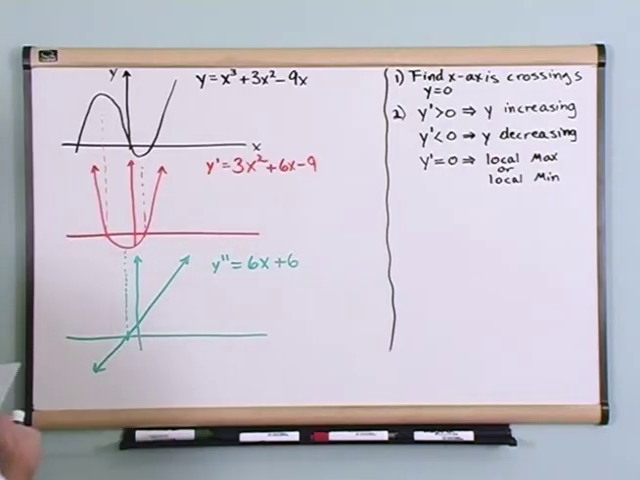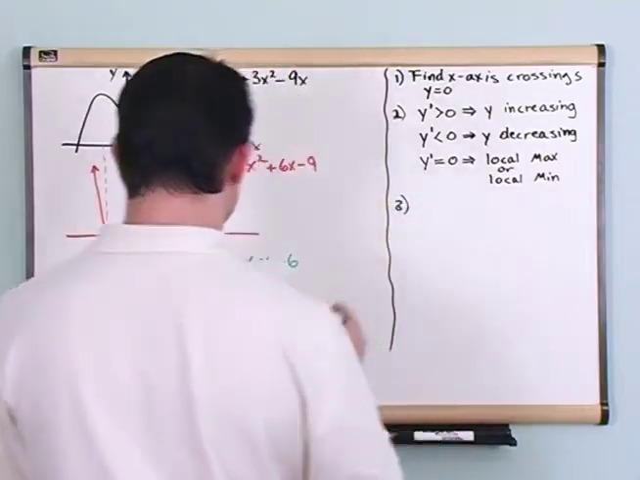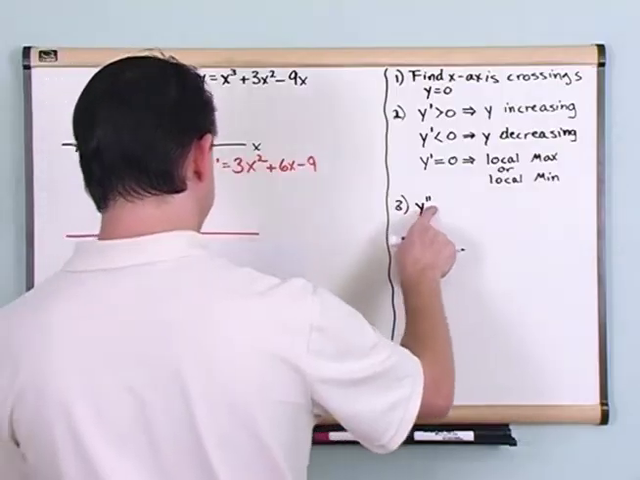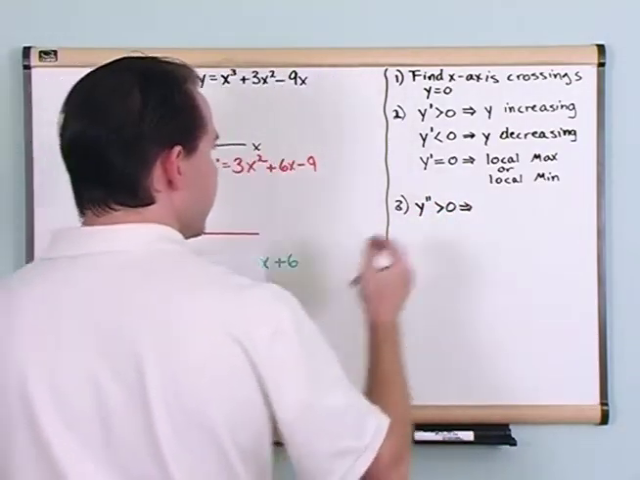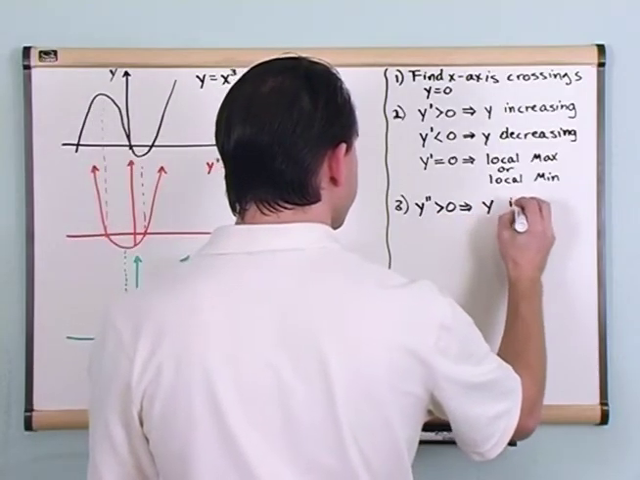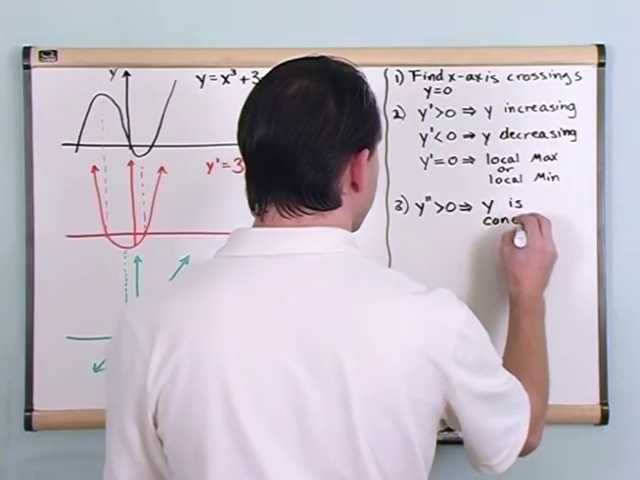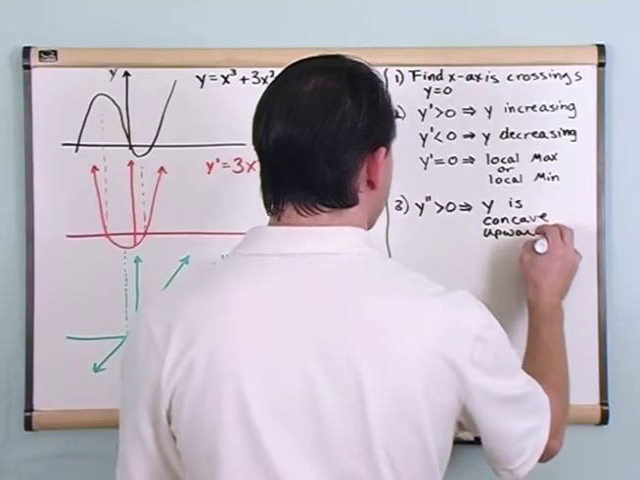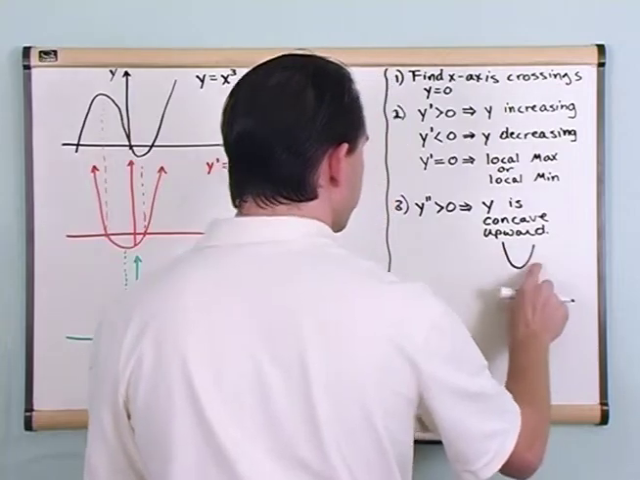Now, let's learn from this. What you can learn is, if the second derivative is greater than 0, then what does that imply? Then the original function y is, and I'm going to explain this term in a minute, concave upward. And I'm going to give you an example of that. It looks like this. This is what concave upward means.